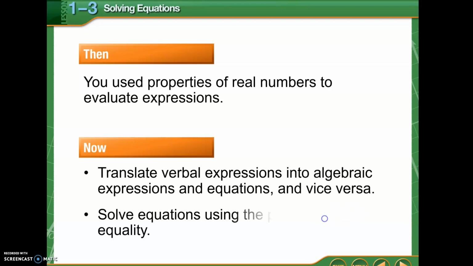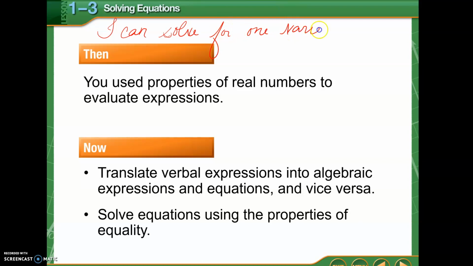We've used these properties quite a bit. So again, our end goal is that you can say, I can solve for one variable. Just going to go through some of the nuances of the problems, but this is our main goal here.